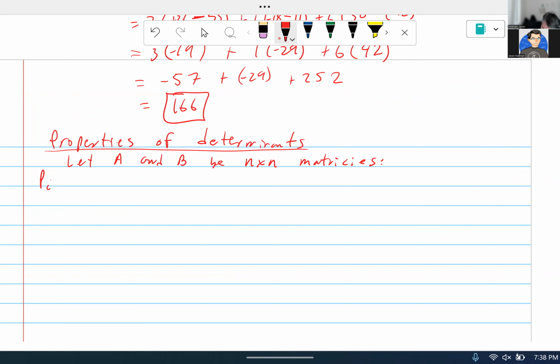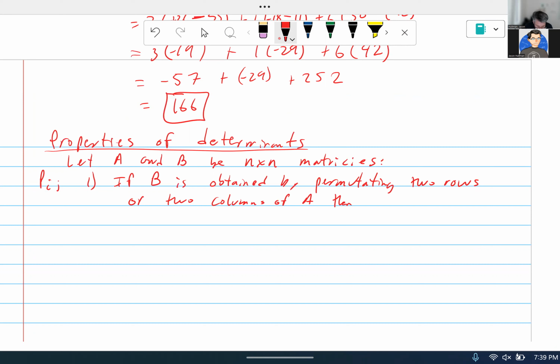Okay, Pij. If B is obtained by permuting 2 rows or 2 columns of A, then the determinant of B is the negative of the determinant of A. So if we know what the determinant of A is, we swap 2 rows or 2 columns in A, and then we recalculate the determinant. It's just going to be the negative of the original.